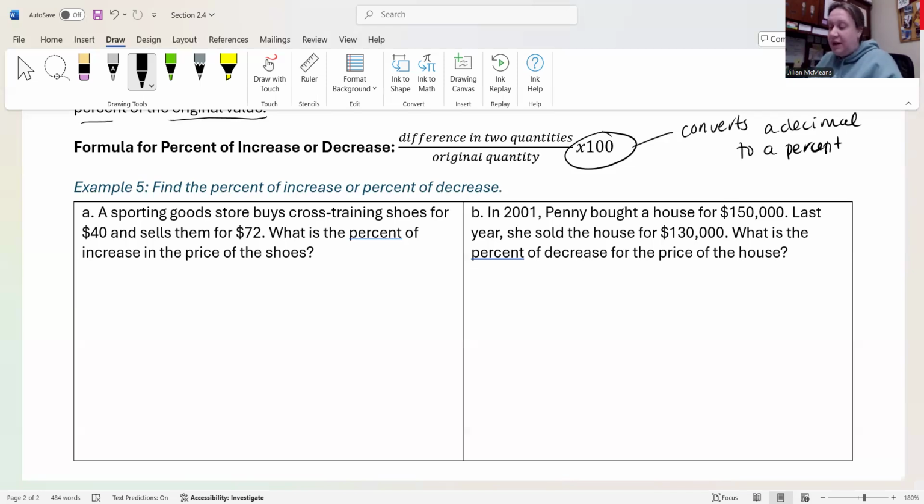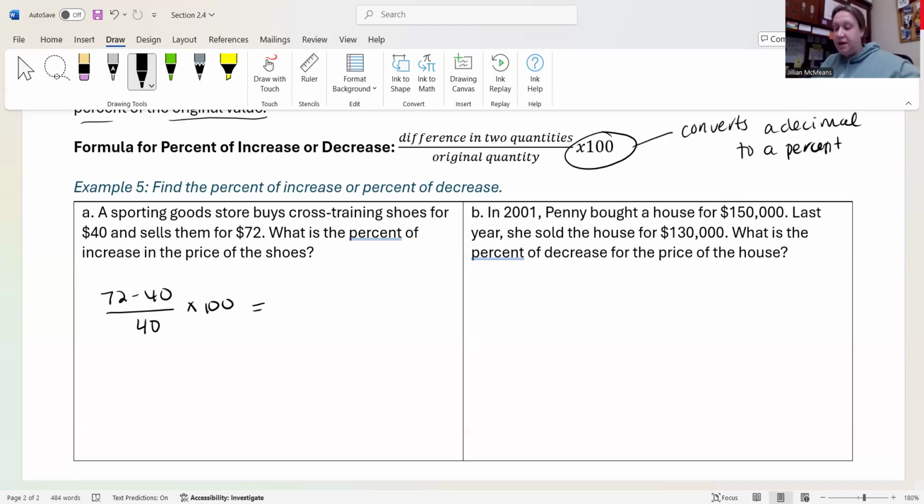We first want to figure out the difference, so we take 72 and subtract 40. Then we divide by the original value. The sporting goods store bought these for $40, which was the original cost of the shoes, so we divide by 40. If we did this, it would give us a decimal, and we could move the decimal twice to convert it to a percent, but I'm going to just multiply by 100.